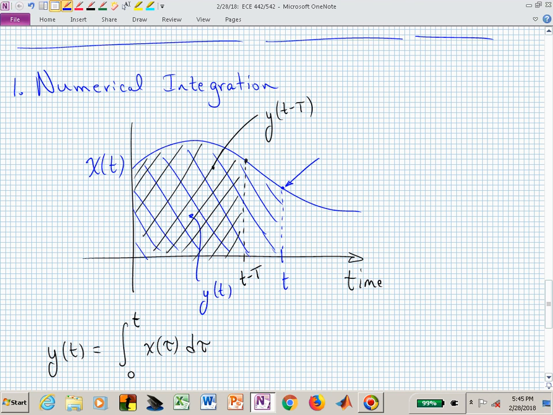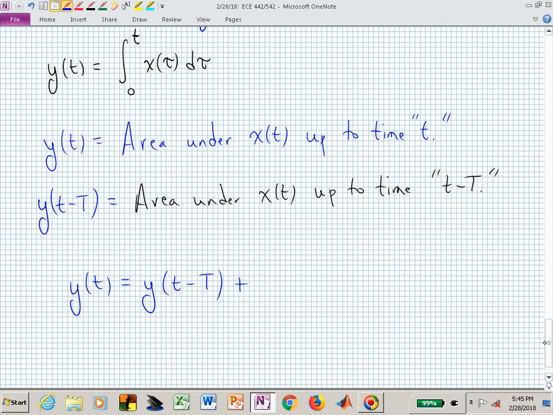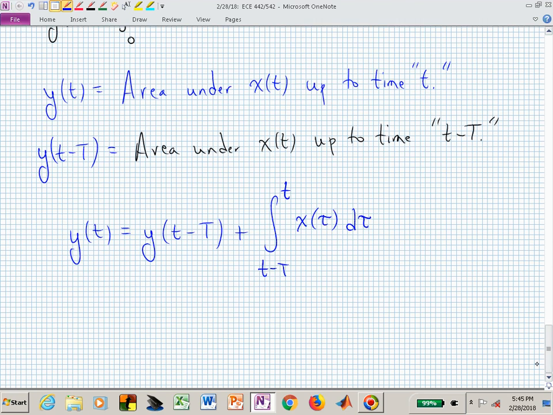We now need to find that area underneath the x of t curve between little t minus capital T and little t, and add that on to y of little t minus capital T. We just want to find the area under that little sliver. Yes, so now this is going to be the integral from little t minus capital T to little t of x of tau d tau. And that's the concept. That's it.